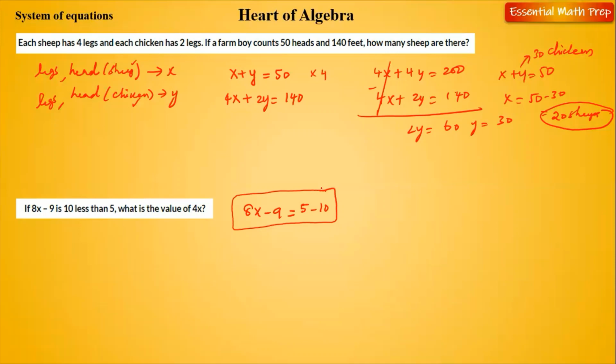So it says it's 10 less than 5. That means 8X minus 9 equals negative 5. 8X equals negative 5 plus 9. That would be 4, right? So X would be 4 over 8, equals half, right? Isn't that right? Okay. So what is 4X? That'll be 4 times half, which is 2.